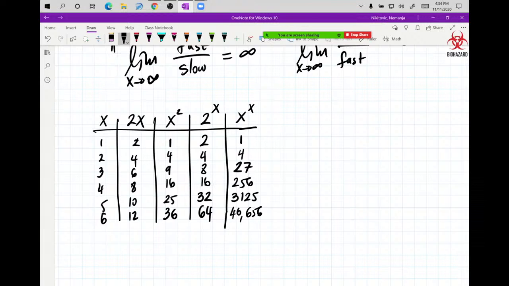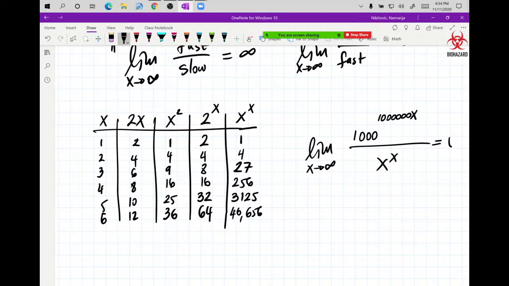Now, if I mix and match these functions, this means that the limit as x goes to infinity of 1,000 raised to 1 million x divided by x to the x is equal to 0. I don't care how many zeros and whatever you have on top. I just don't care. Once this bad boy catches up, game over. So it is not what numbers you have. It is what are the functions that you are comparing.